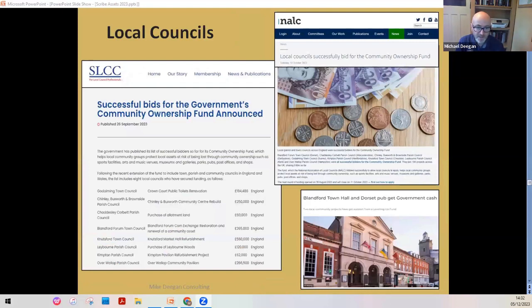In the first window of round 3, you may have seen the announcement that there were 8 successful applications from town and parish councils. Some of these are quite substantial. There was nearly £1.8 million given to these 8 councils. So there are some really big amounts of money, and it's amazing what can be achieved. It's quite a diverse range of projects and assets that these councils have gone for.